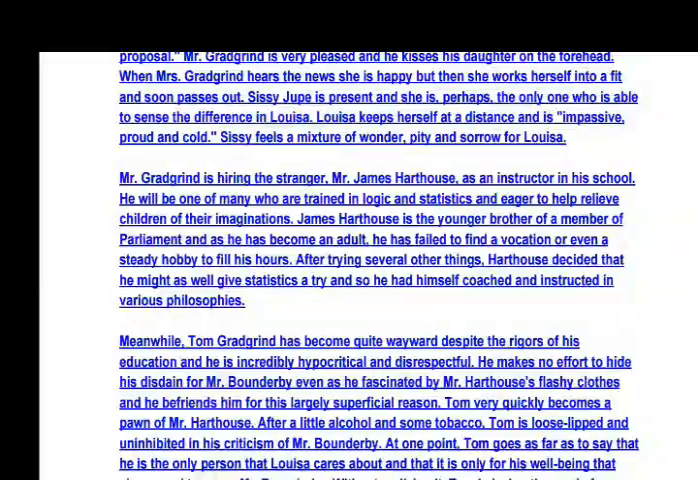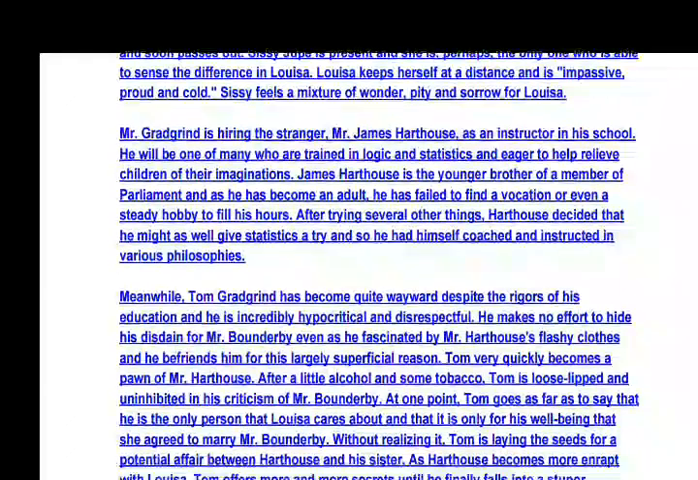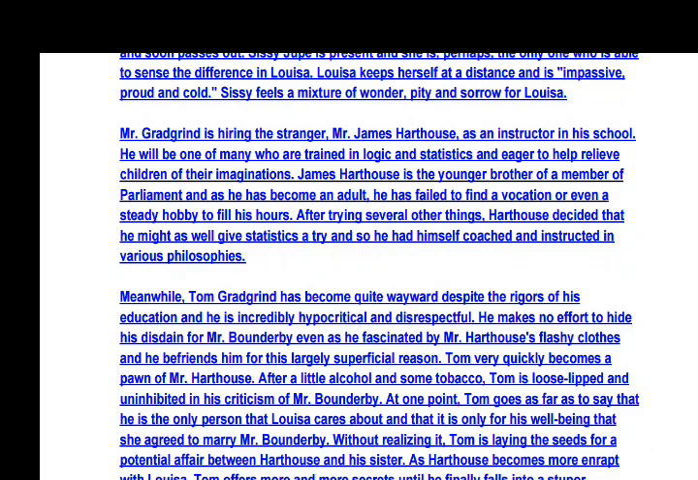Mr. Gradgrind is hiring the stranger, Mr. James Harthouse, as an instructor of his school. In his school, he will be one of many who are trained in logic and statistics and eager to help relieve children of their imaginations. James Harthouse is the younger brother of a member of parliament and as he has become an adult, he has failed to find a vocation or even a steady hobby to fill his hours.